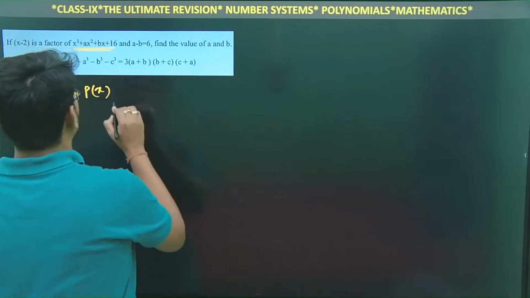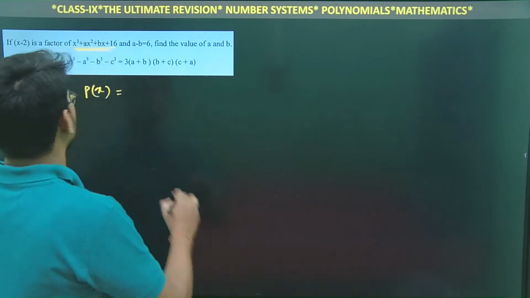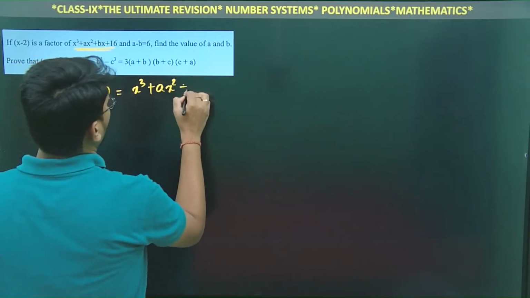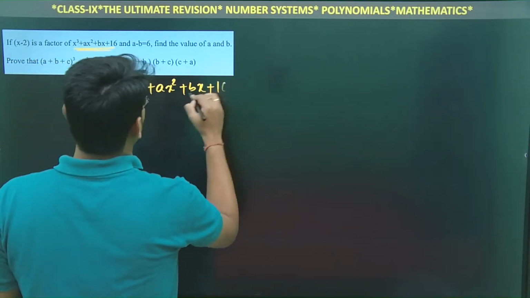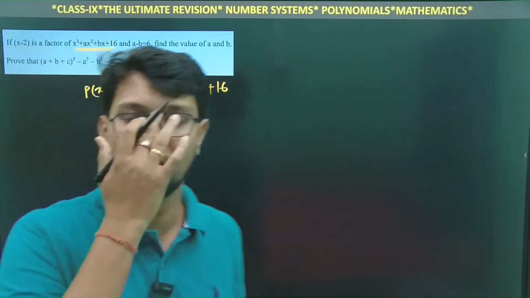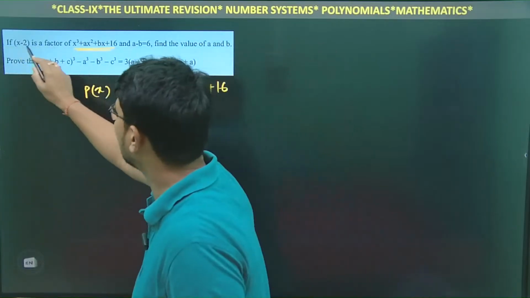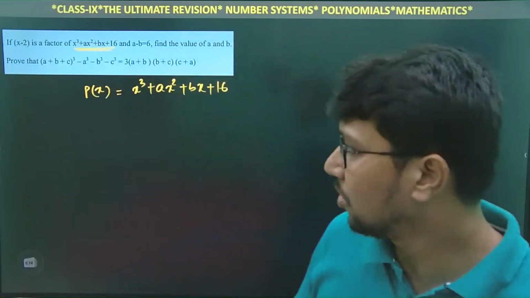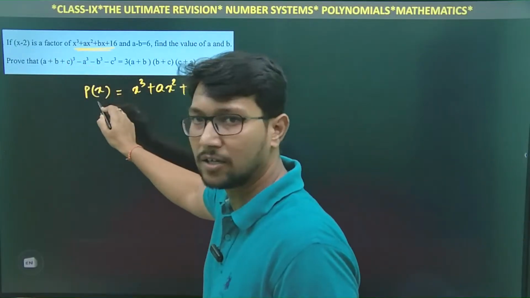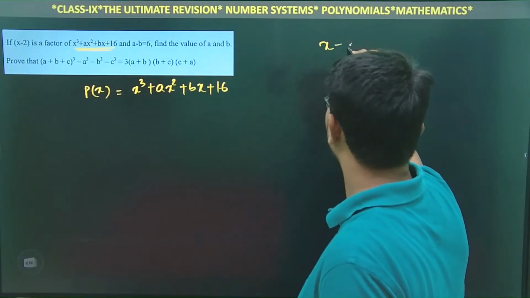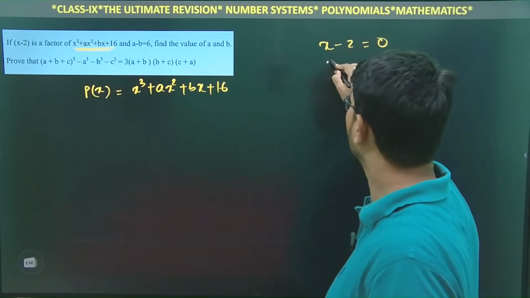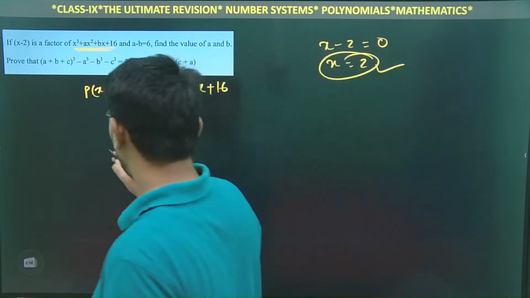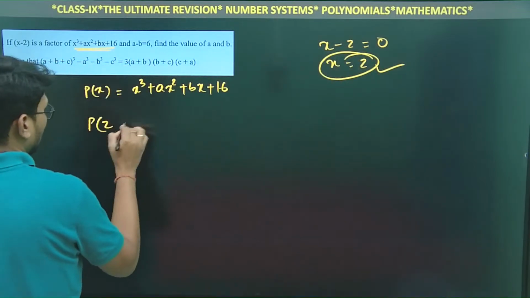Check. So p of x is x³ plus ax² plus bx plus 16. Now the question says x minus 2 is a factor of this. Do you know the factor theorem? Since x minus 2 is a factor, equate x minus 2 to 0, so x equals 2, which means p of 2 equals 0.